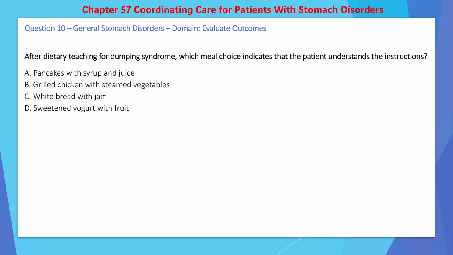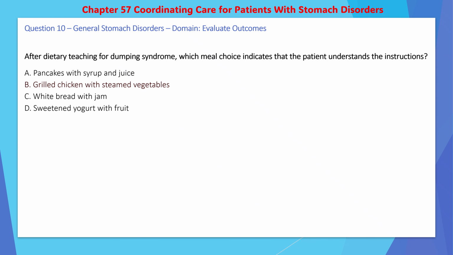Question 10. General stomach disorders, domain: evaluate outcomes. After dietary teaching for dumping syndrome, which meal choice indicates that the patient understands the instructions? We have pancakes with syrup and juice, grilled chicken with steamed vegetables, white bread with jam, sweetened yogurt with fruits.